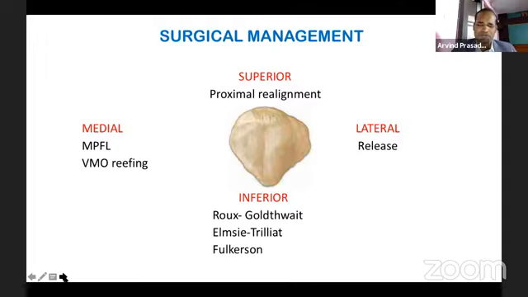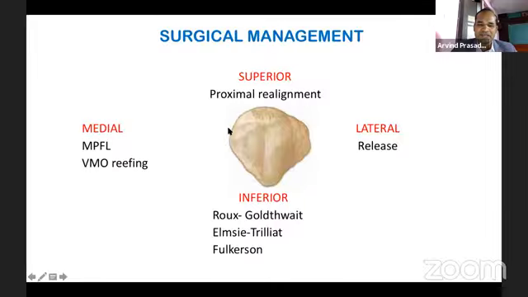But those who are having recurrent dislocation of the patella, that is very frank, usually need surgical treatment. And the surgical management can be done all around the patella and at the trochlea also. So in the superior part, there is a proximal realignment procedure like the VMO part.